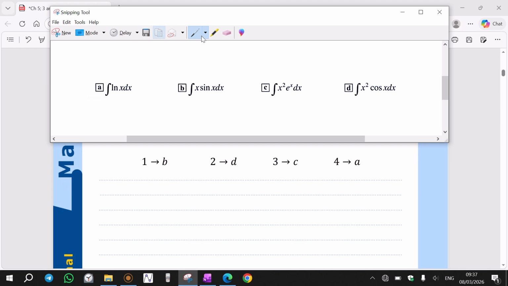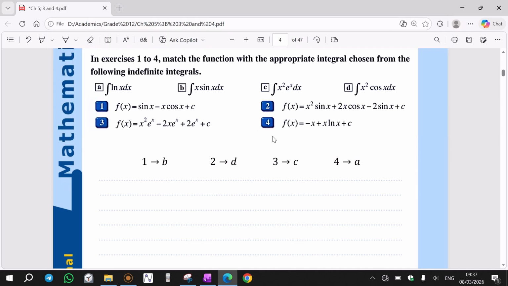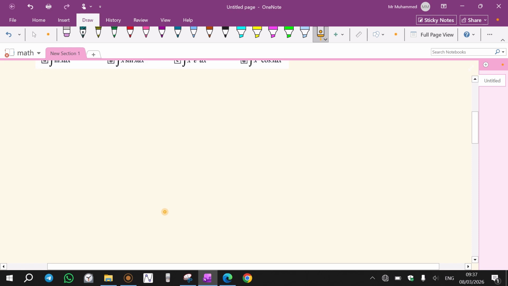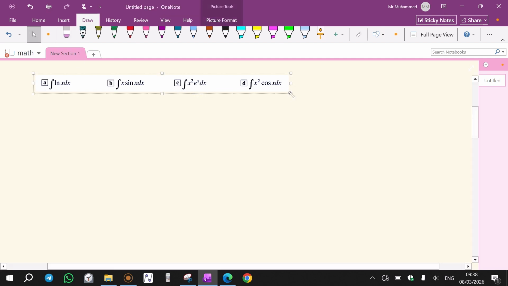The answers are available. Here it's a matching question. The question itself says match, which you can easily guess which one belongs to which, but let's solve it. This has all the cases of using integration by parts. Then let's do it.